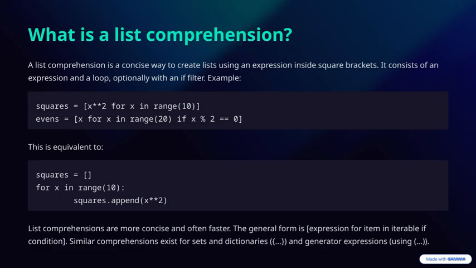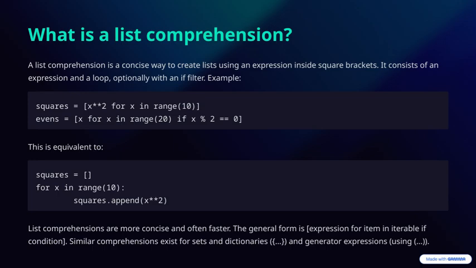For example, instead of creating a list of squares with a for loop and append, you can do it all in one line with a list comprehension. So, instead of writing a loop that appends x squared to a list, you just write x**2 for x in range(10). It's much cleaner and easier to read.